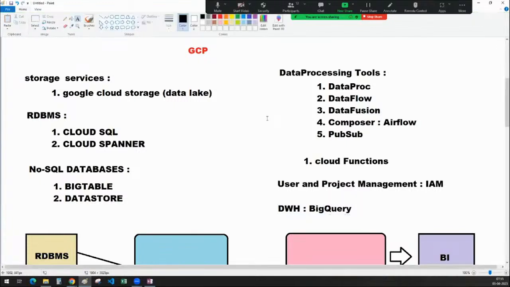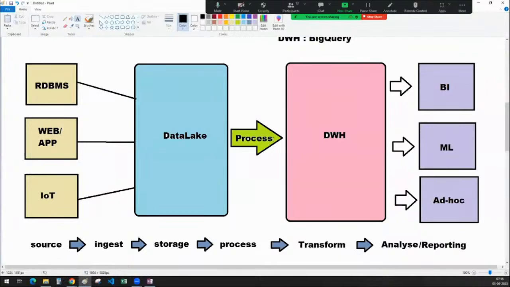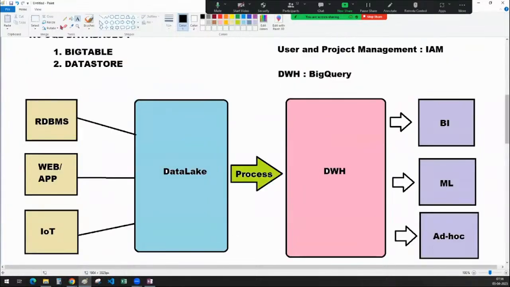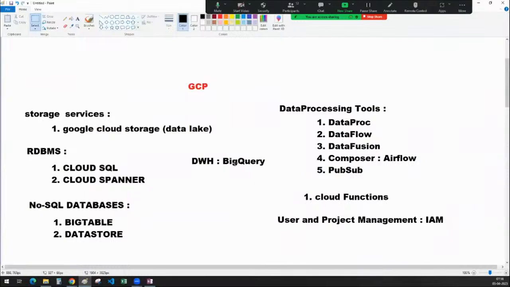What is BigQuery, guys? BigQuery is a modern data warehouse. It is acting as the data warehouse in GCP. So this is also one more important thing that I forgot to mention earlier. This is a very important tool comparatively.